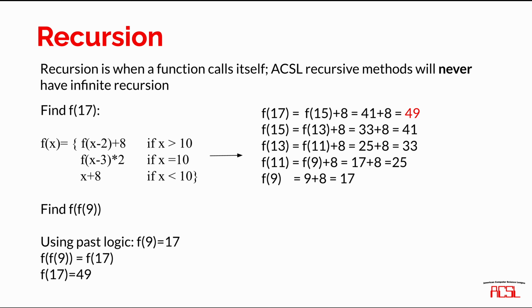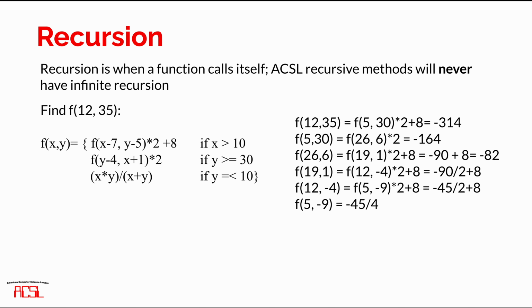is expected of you. Next, sometimes recursion can have 2 different parameters. This makes it a little bit more difficult, so we can see how that works here. We notice that f of 1235 fits 2 conditions, x is greater than 10 and y is also greater than or equal to 30.